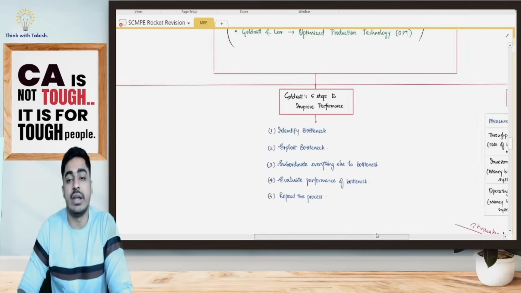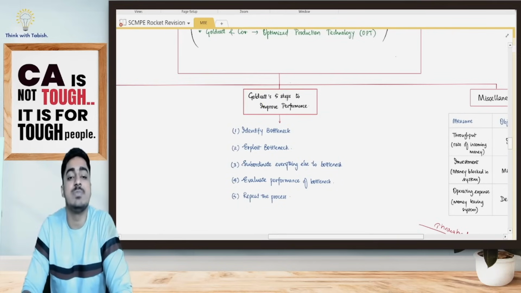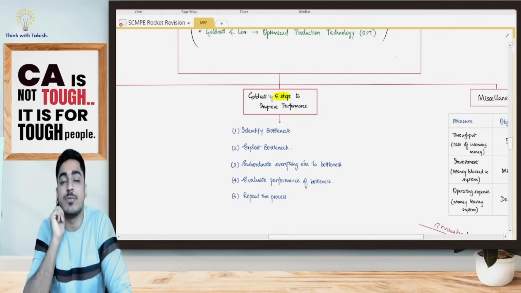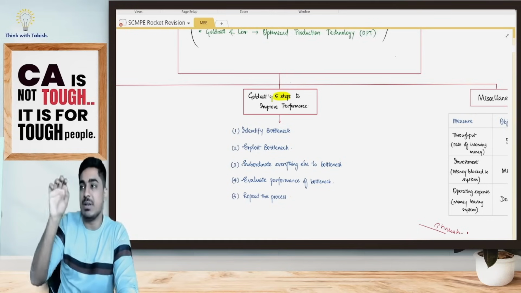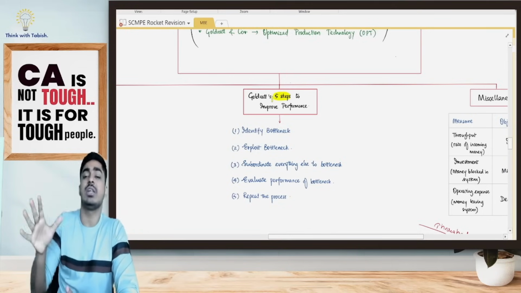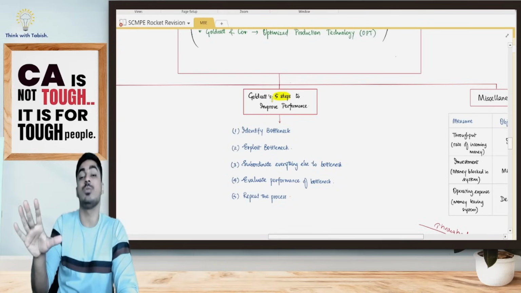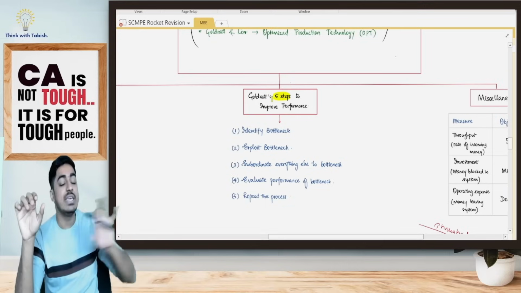Now, Goldratt is telling how do we improve our performance. 5 steps he is telling, to improve our performance and elevate the performance of our bottleneck. That's what we should do. First, identify the bottleneck. Say, for example, machining is a bottleneck. Next, exploit the bottleneck. Try getting maximum from your bottleneck. Third, subordinate and synchronize everything else to your bottleneck.